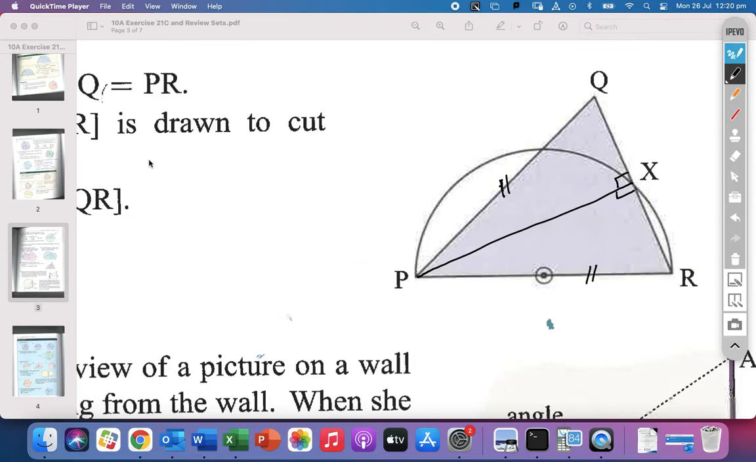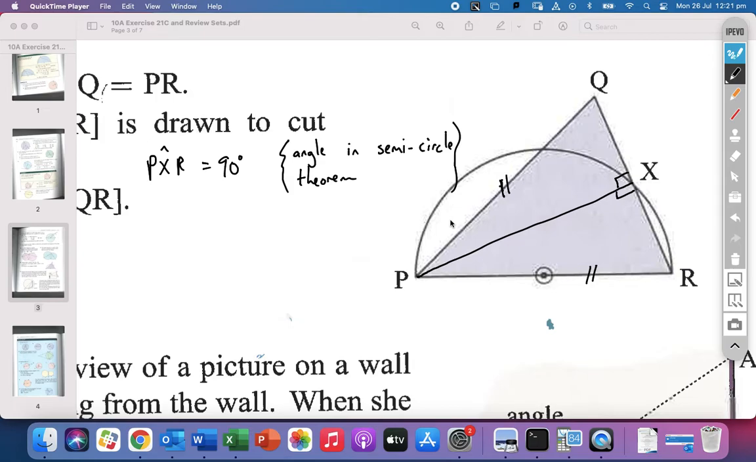I'd say angle PXR, and if you like, PXQ, but I think one's enough, equals 90 degrees. And how did I know that? Because I've used a theorem. This is the angle in semicircle theorem.